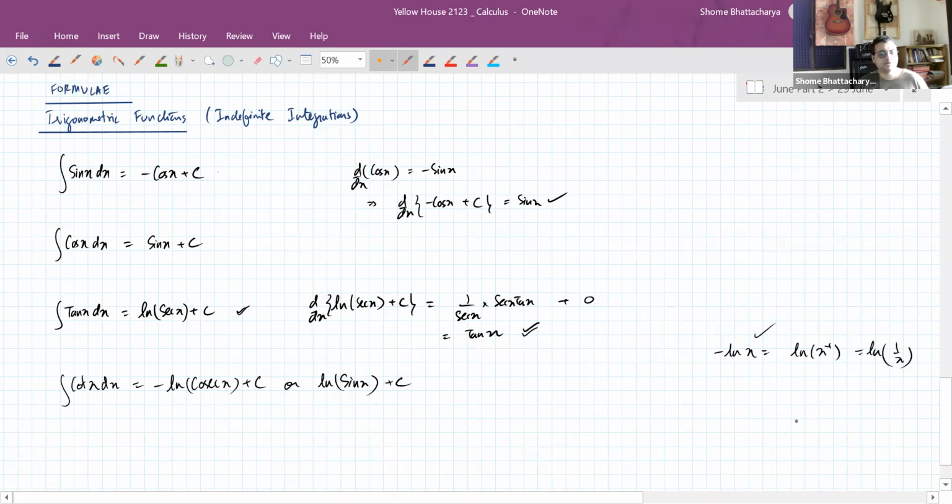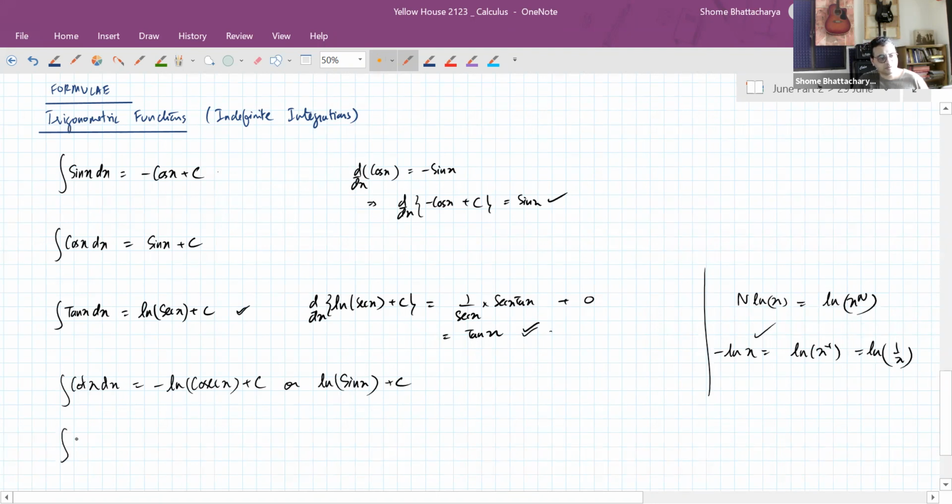So just applying this property, which basically comes from this: n times ln x is ln x to the power n. Just making use of these properties. Okay. So this also you can understand with a similar kind of verification that you've seen for tan x.